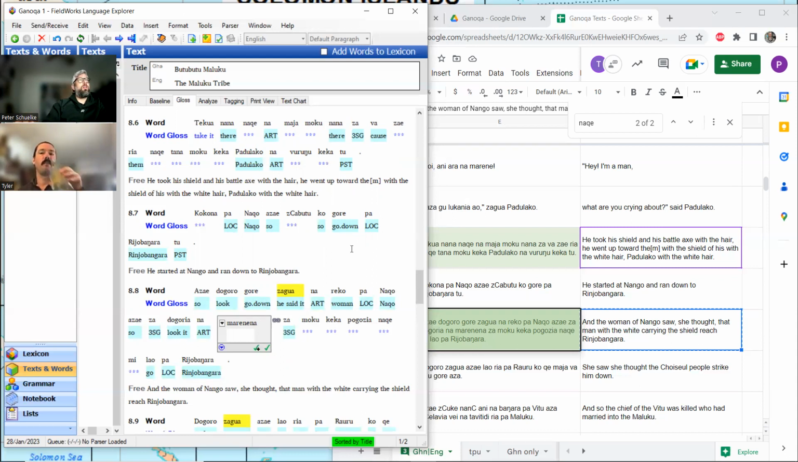Look, I thought the translation was just confusing. He went up towards the man with the shield of his with the white hair. Pandulako with the white hair. And then here the man has white hair. So I don't know what to do with all this, Tyler. I am starting to think Moku is hair and Keka is white, though.